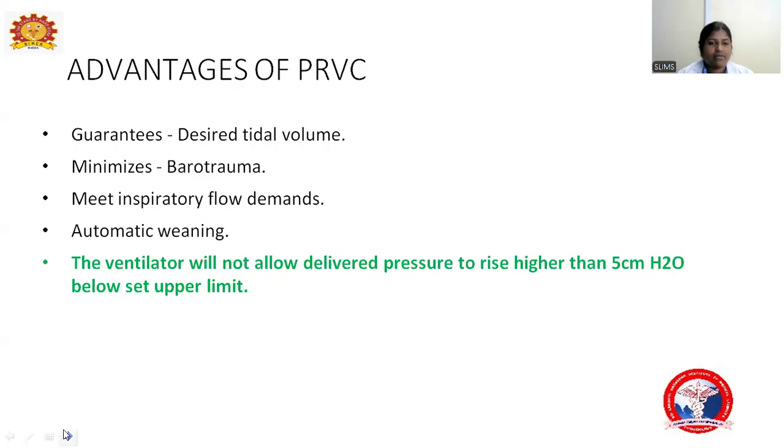The ventilator will not allow the delivered pressure to rise higher than 5 centimeters of water below the set upper limit. So the major advantage of this pressure regulated volume control mode is that the upper limit will be set. If the patient requires more inspiratory pressure, the ventilator will provide that, but it will not raise the pressure higher than 5 centimeters of water below the upper limit, hence preventing the barotrauma.